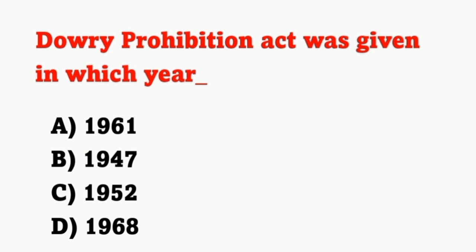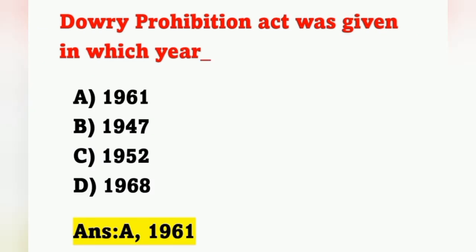Let's start the question. Today's questions from Community Health Nursing. We will see questions one by one. First question. Dowry Prohibition Act was given in which year? Options: option A 1961, option B 1947, option C 1952, option D 1968. And the correct answer is option A 1961. Dowry Prohibition Act was given in 1961.